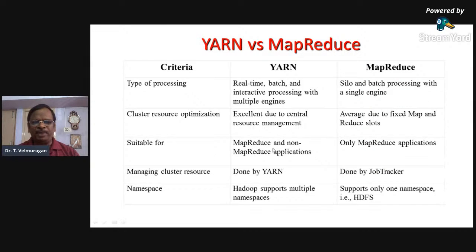Suitable for MapReduce and non-MapReduce applications: MapReduce is suitable only for MapReduce applications. Non-MapReduce applications are also handled by using YARN. Managing cluster resources is done by YARN, not by MapReduce, which only handles the job tracker information. Namespace is a criterion used in many database-oriented systems. YARN Hadoop supports multiple namespaces, but MapReduce supports only one namespace. This is the main difference between YARN and MapReduce.